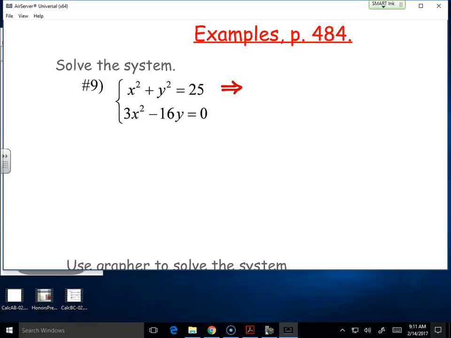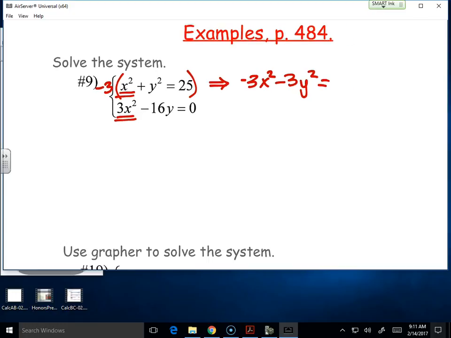So, moving on. Why am I writing a negative 3x squared and a negative 3y squared? I'm multiplying by a negative 3 to make them match, but the opposite, my like terms, right? What's going to be on the other side? Because we have to keep a balance. Negative 75. Good. Distribute your negatives, and let's just expand it to distributing any multiplication.